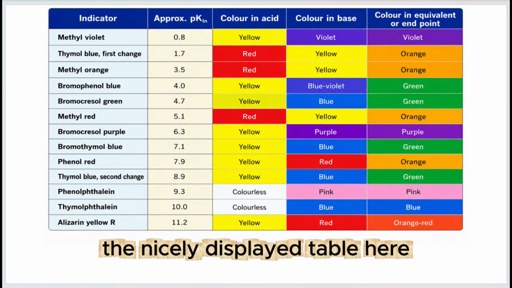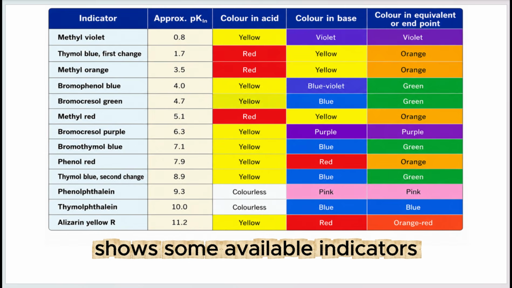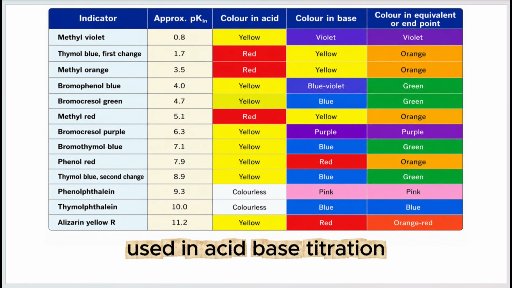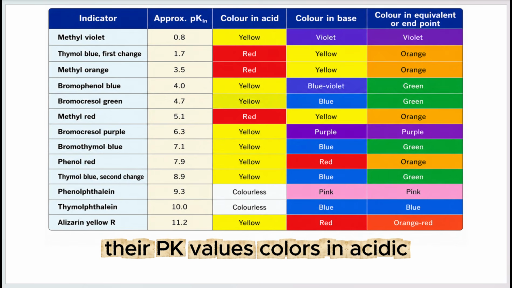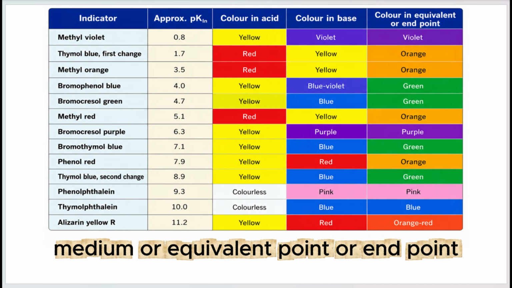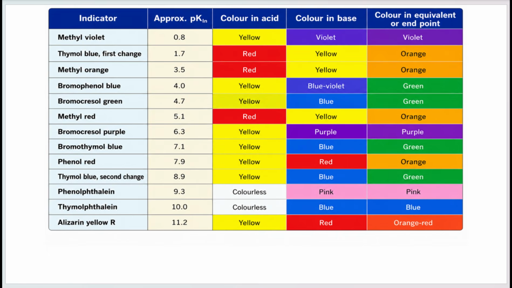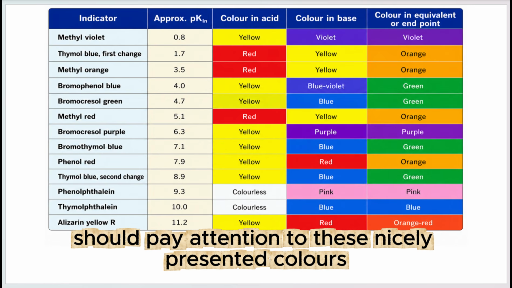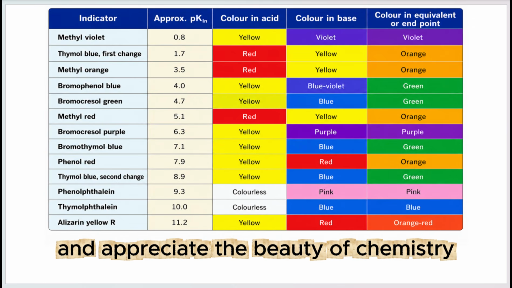The nicely displayed table here shows some available indicators used in acid-base titration, their pK values, and colors in acidic, basic, and neutral medium, or at the equivalence point or endpoint. Learners and viewers should pay attention to these nicely presented colors and appreciate the beauty of chemistry.